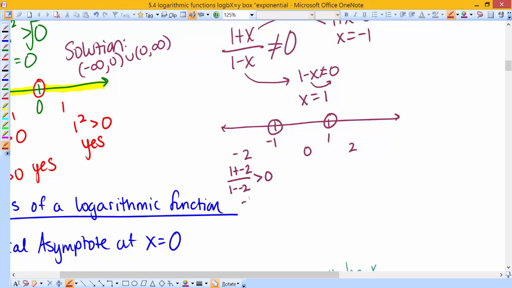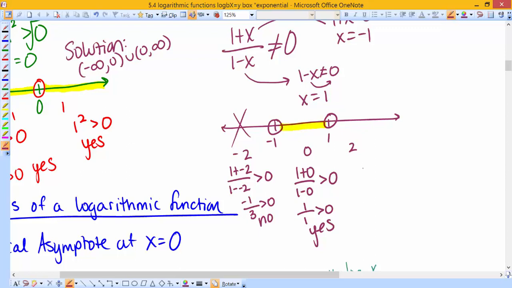1 plus -2 is -1. 1 minus -2 is 3. Is that greater than 0? No. So that piece does not work. Now I plug in 0. 1 plus 0 over 1 minus 0 has to be greater than 0. So 1 plus 0 is 1. 1 minus 0 is 1. Is that greater than 0? Yes. So that piece works.